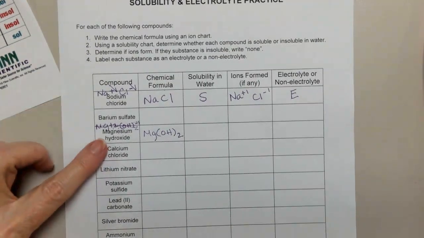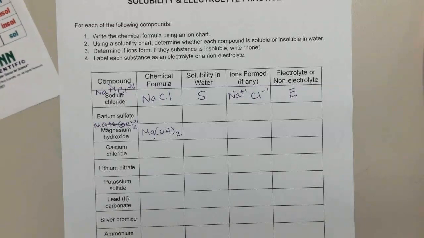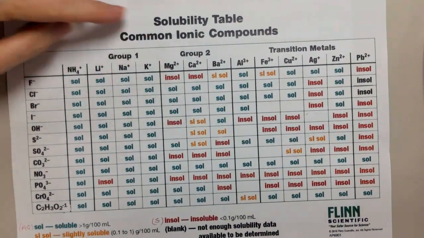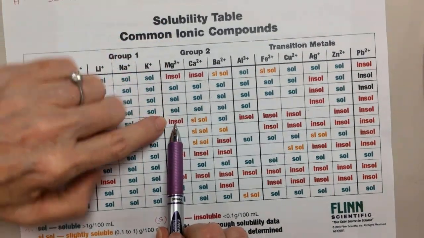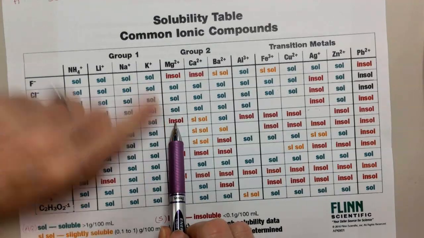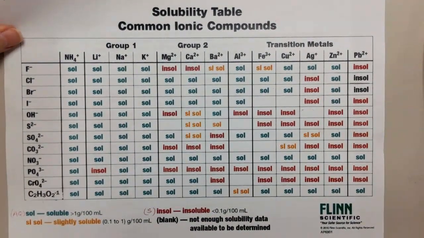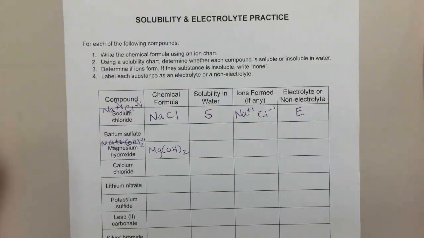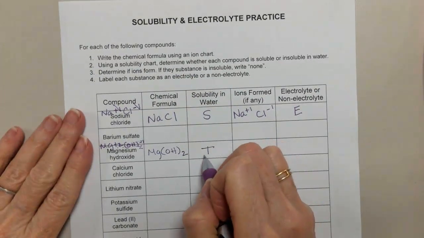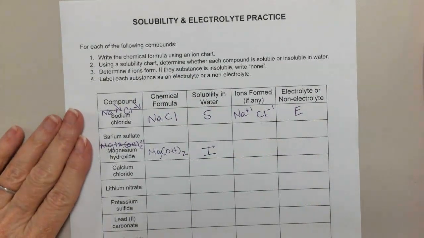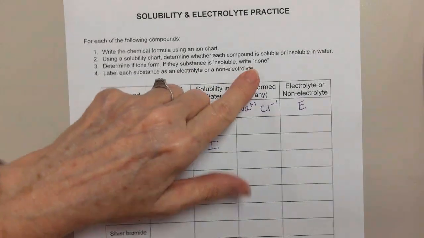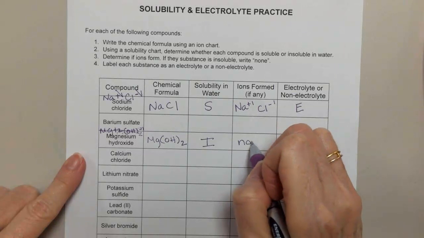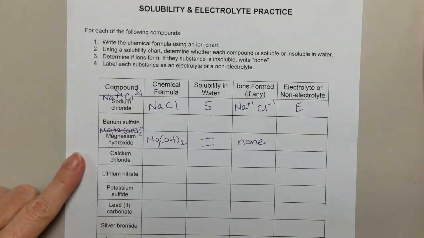All right, let's look at the other one we did. We've got magnesium with hydroxide. So let's find, here's Mr. Magnesium, here's hydroxide. I'm going to come across, come down, and it says this compound is insoluble in water. So I'm going to write an I for insoluble. So what does that mean? If it is insoluble, I'm going to write none. Why is that? Because it will not dissolve in water.